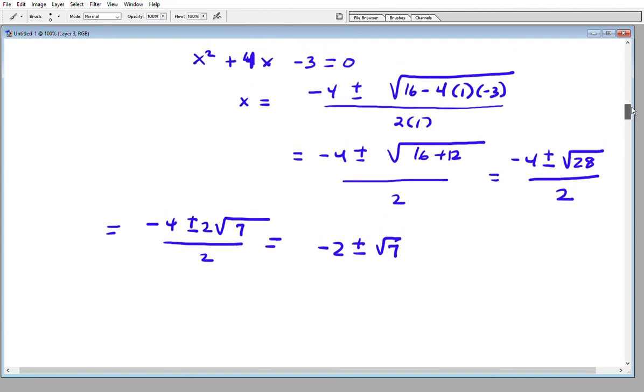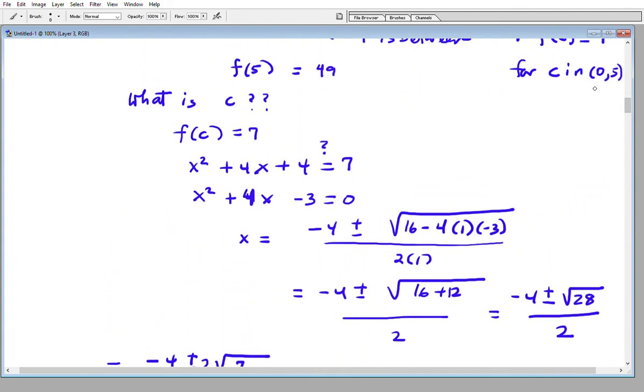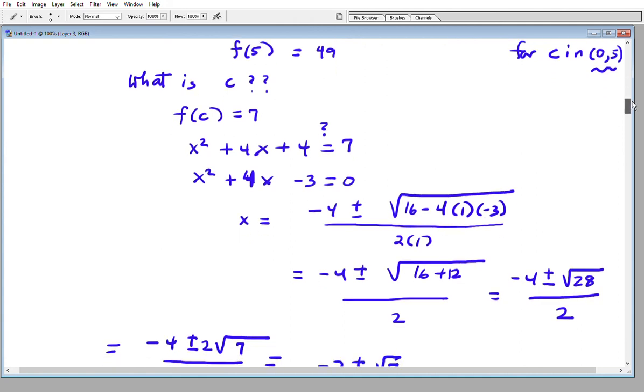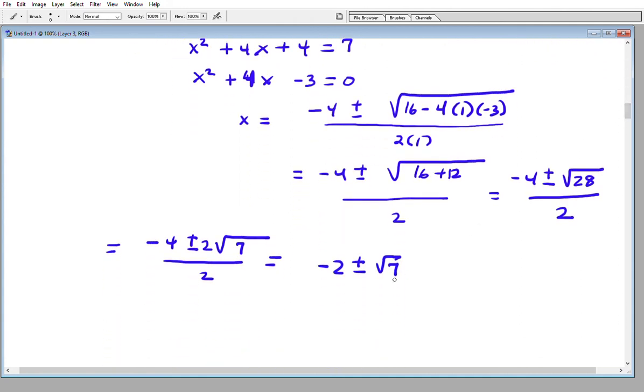Now, could they both work, or does only one work? Well, our answer has to be in the interval (0, 5). So it can't be minus 2 minus root 7. It must be minus 2 plus root 7 for the interval (0, 5). Let's make sure. Let's use the calculator now. Let's figure out the square root of 7 and then add minus 2. Okay, just makes it in.